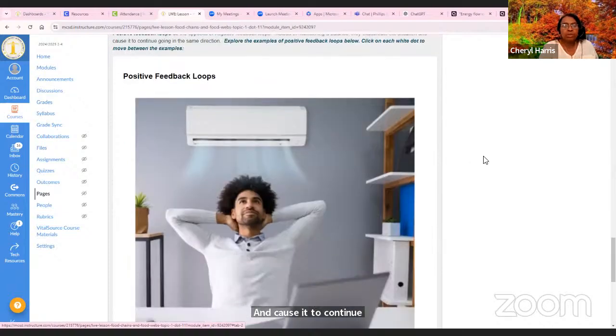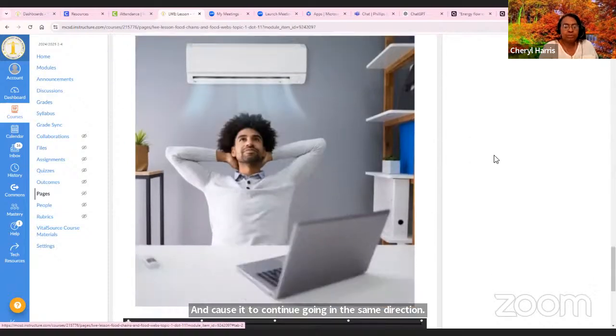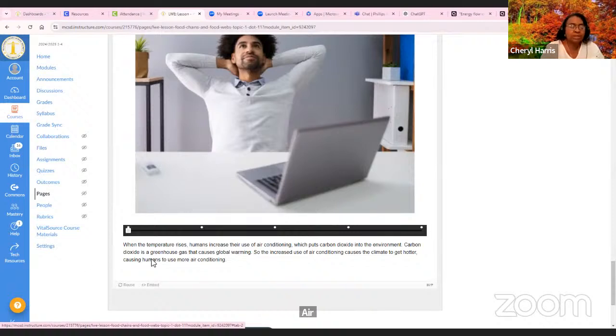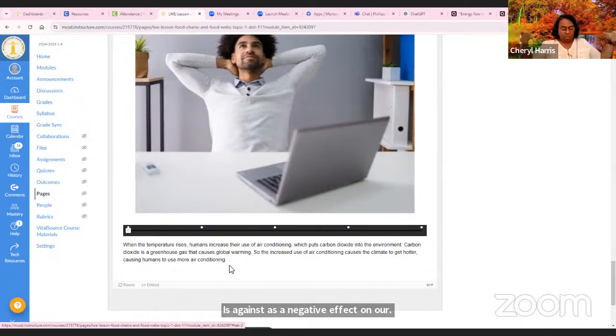All right, so looking at these pictures right now, this is when the temperature rises in the human, they use the air conditioner, and sometimes that's not a good thing. Using air conditioners creates more carbon dioxide in the atmosphere. More carbon dioxide has a negative effect on our greenhouse gases. It adds more. I think we talked about this when we were talking about carbon dioxide.